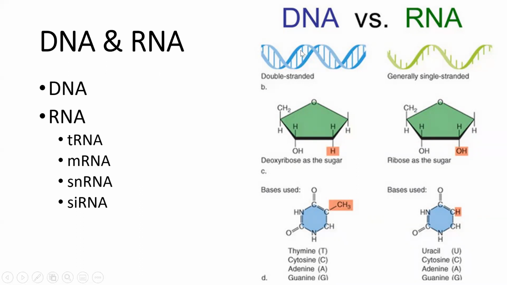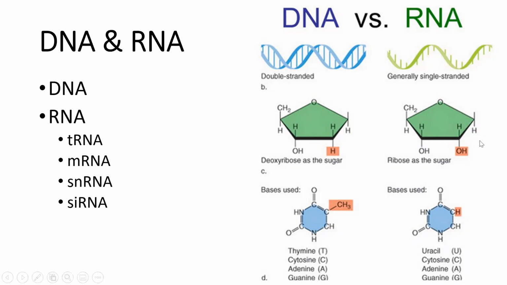Okay, so when we look at the RNA molecule, RNA is single-stranded generally, and if you take micro, you're going to see some viruses that actually have double-stranded RNA. And you're going to be like, wait a minute, what? How did that happen? Well, viruses are very unique, and we'll talk more about that in micro.